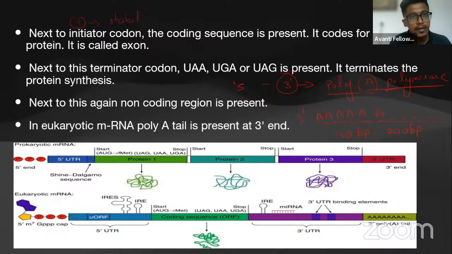Okay, stability. What is the second reason? The second reason is, see, this is your mRNA. Not exactly, but imagine that this is the mRNA. This is the 3' end. And here, what do we have? We have a poly A tail.